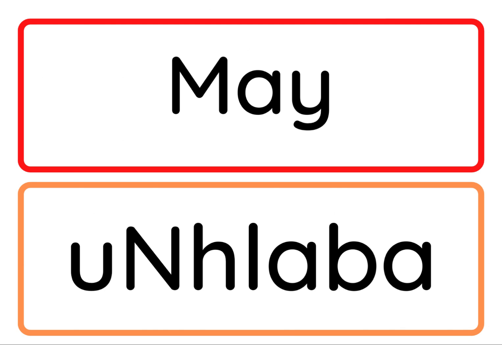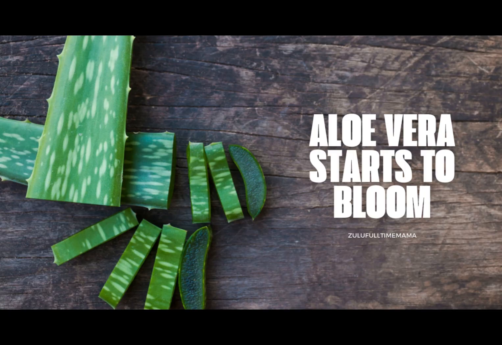May is untlaba. Ntlaba is an aloe plant. And during this month, this is when the aloe plants start to bloom. They look more green. Some start showing those orangey flowers, and they are just ripe as well and blooming.